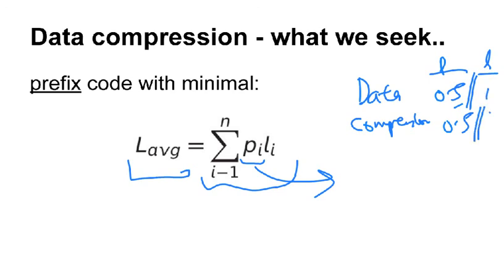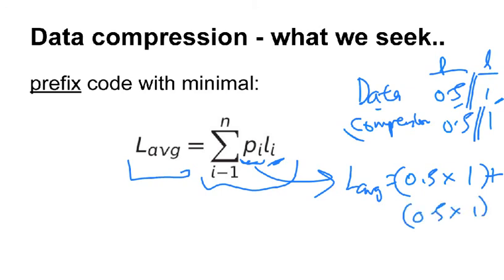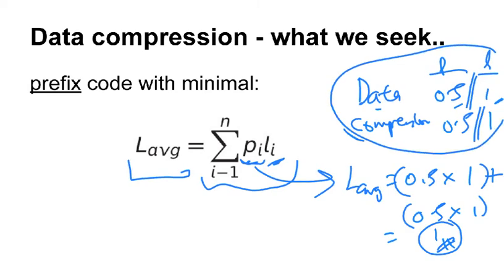So the average length of the code, L average, equals the probability for data, 0.5, times the length, which is 1, plus the same calculation for compression: 0.5 times 1. That is 0.5 plus 0.5, which equals 1. So the average length of the code that is required will be 1 for this particularly simple example. Is it all clear?